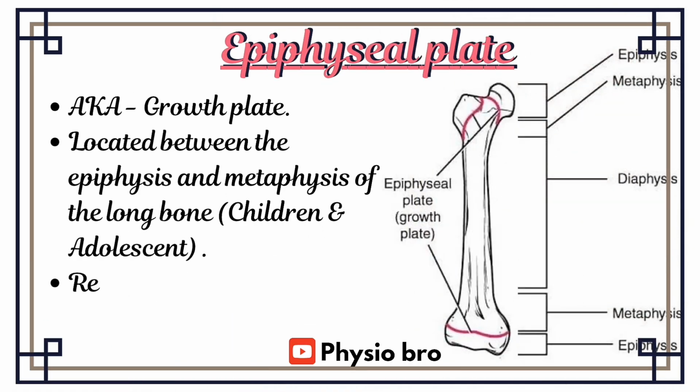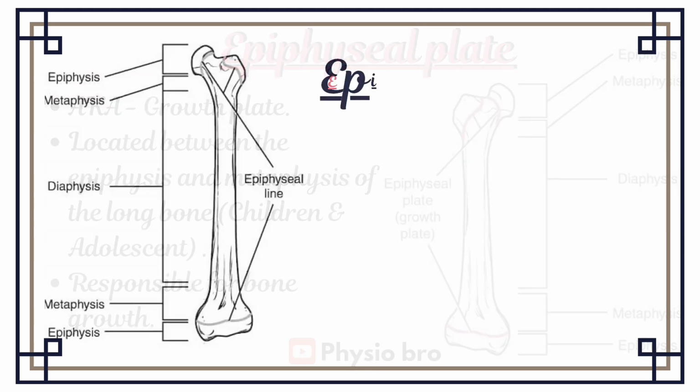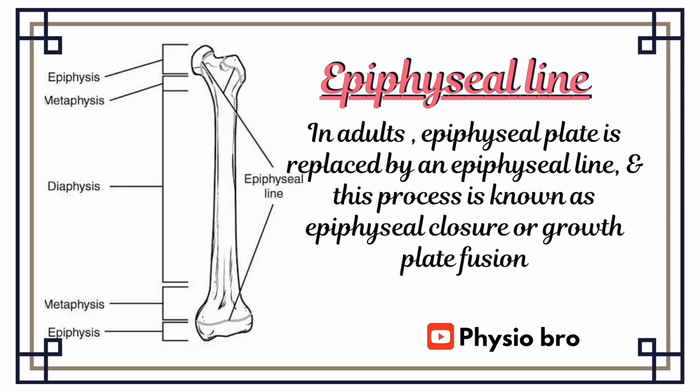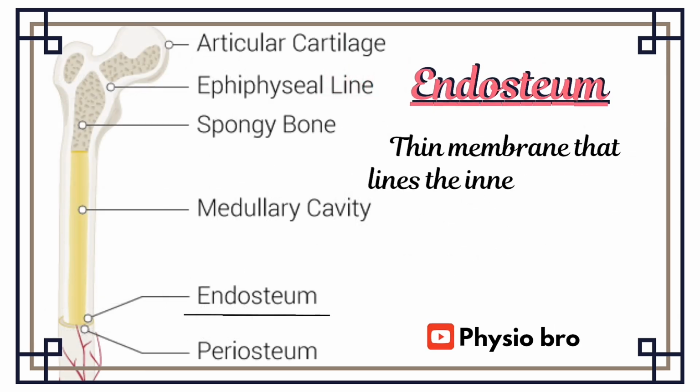Epiphyseal plate. Epiphyseal plate is also known as the growth plate. It is located between the epiphysis and metaphysis of the long bone, and it is responsible for bone growth. Epiphyseal line. In adults, the epiphyseal plate is replaced by an epiphyseal line, and this process is known as epiphyseal closure or growth plate fusion.